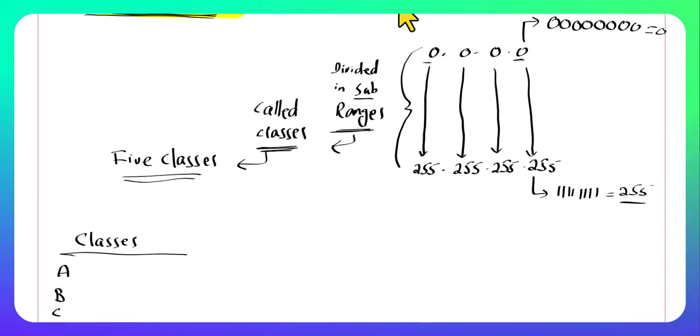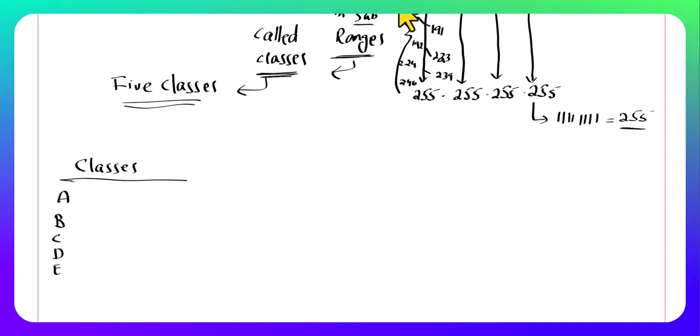Okay, so as I mentioned before, this range is divided into 5 sub ranges. The first sub range starts from 0 to 127. The second one is from 128 to 191, and the third one is from 192 to 223, 224 to 239, and then 240 to 255.